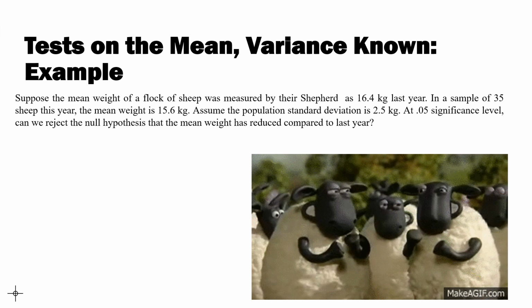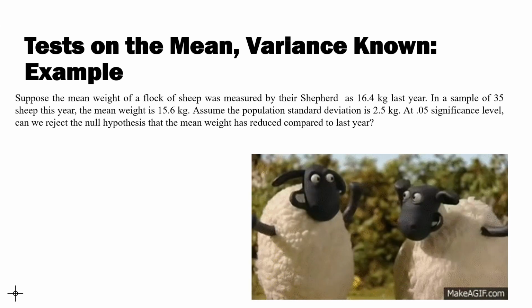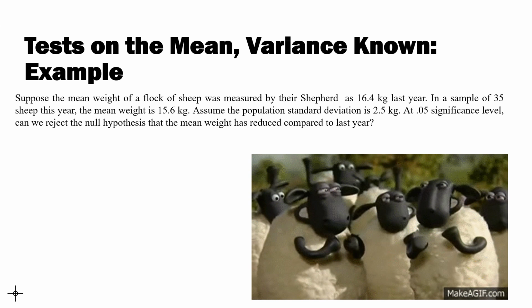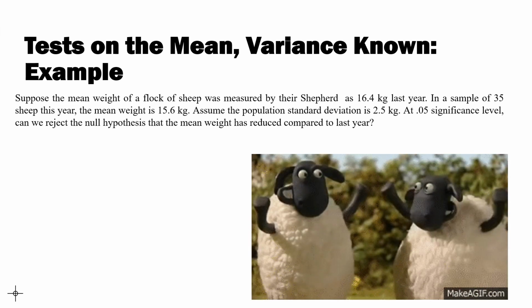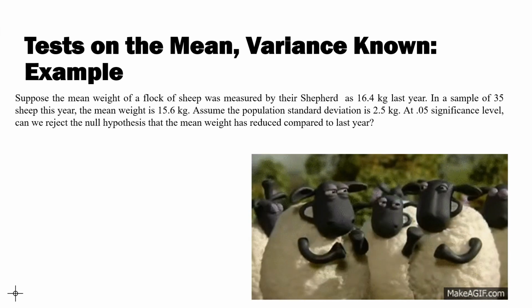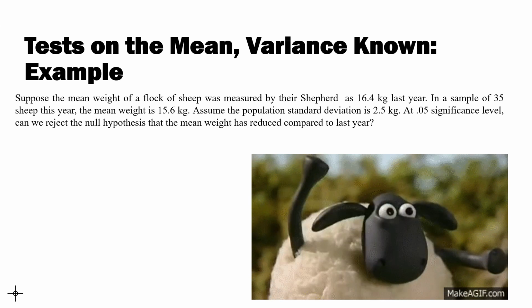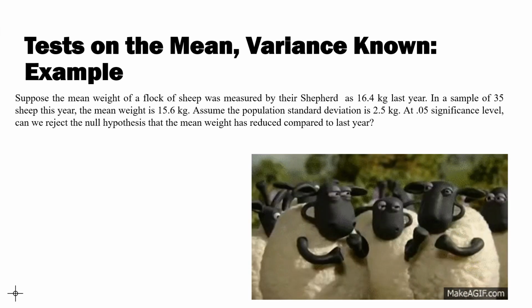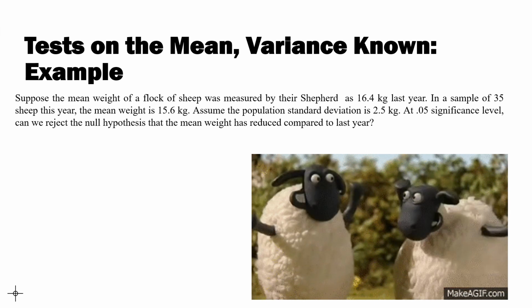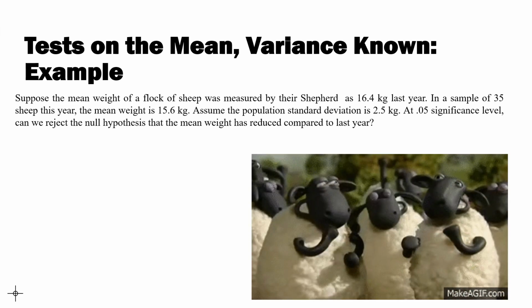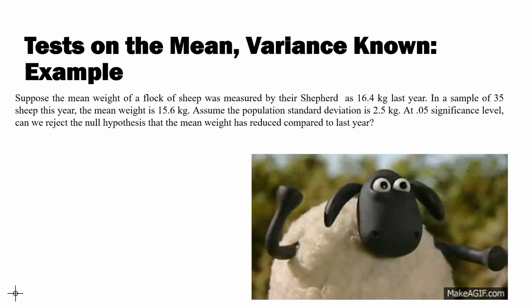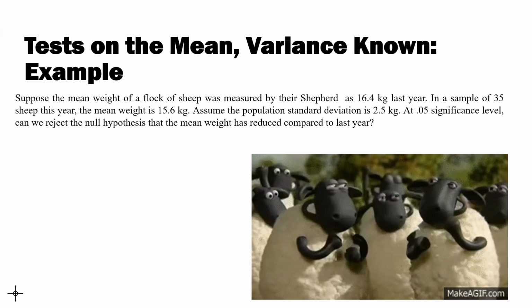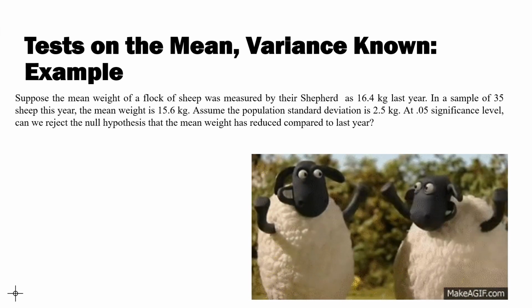Let's go over an example together. Suppose the mean weight of a flock of sheep was measured by their shepherd as 16.4 kilograms last year. In a sample of 35 sheep this year, the mean weight is 15.6 kilograms. Assume the population standard deviation is 2.5 kilograms. At 0.05 significance level, can we reject the null hypothesis that the mean weight has reduced compared to last year? Please pause the video and try to answer this question on your own.